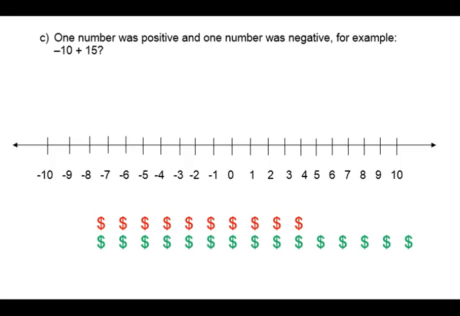For example, negative 10 plus 15. Some of you might want to use the commutative property to rewrite this problem as 15 plus negative 10. Remember with the commutative property, you can add numbers in any order and still get the same answer with addition. So we should have the same answer for both of these problems.